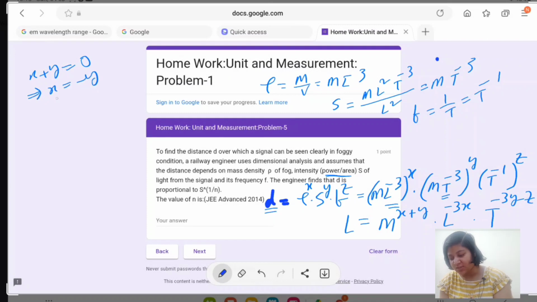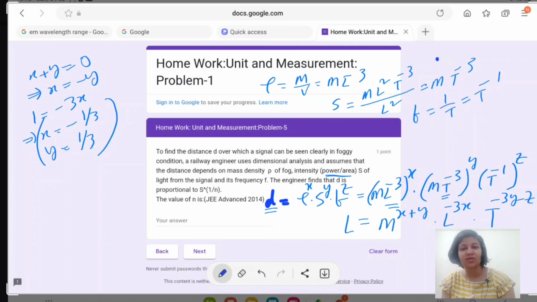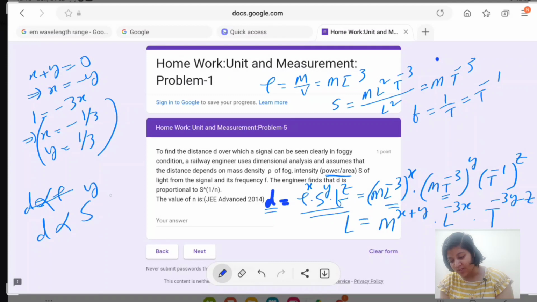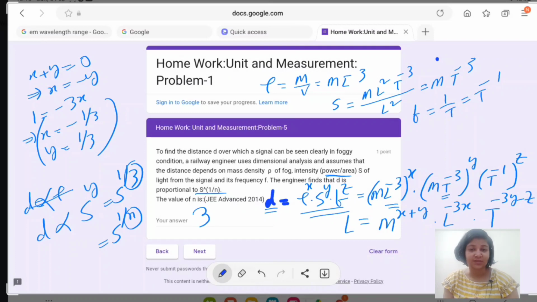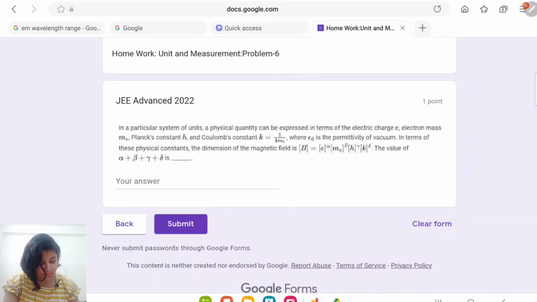X and y are related to each other through this equation. L to the power 1 on the left hand side and from the right hand side it is minus 3x. So x becomes minus 1/3. That means y becomes 1/3. And that is all we want to know. We do not need to solve for z further. So as you can see over here that our d depends on s to the power y, or as s to the power 1/3. So if it depends on s to the power 1 by n, the value of n is equal to 3. That is our answer. Let us look into the problem 6.